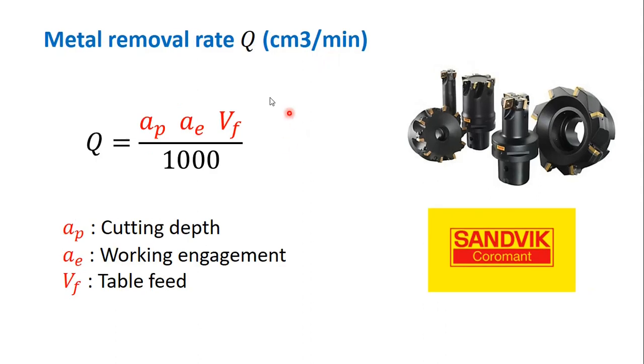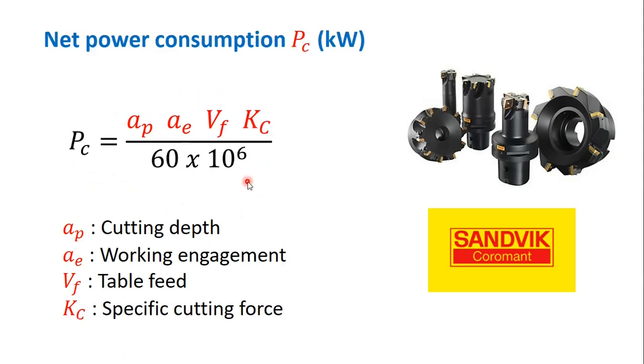Next, one of the important ones is material removal rate. So material removal rate is given by the equation ap multiplied by ae and Vf, where ap and ae are nothing but cutting depth and working engagement. So this will give the amount of material removed per minute.